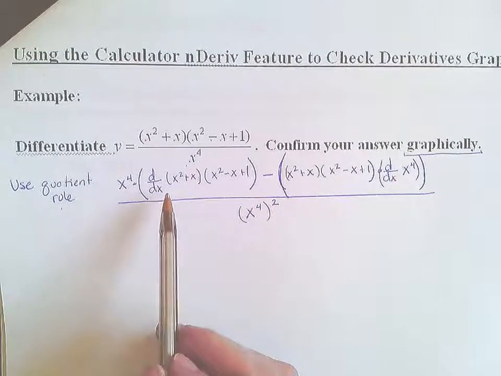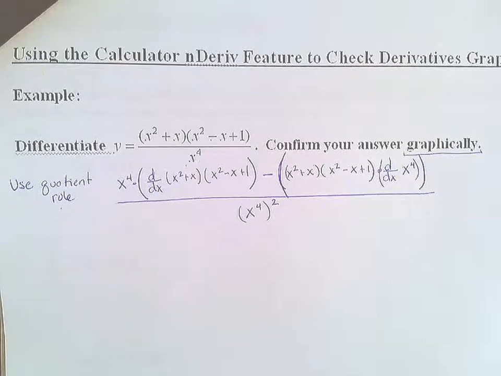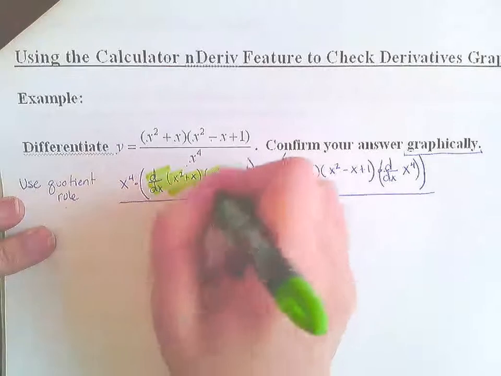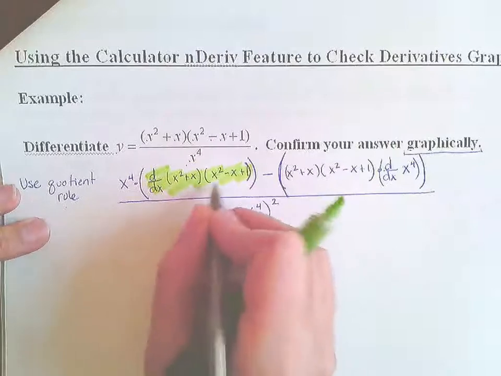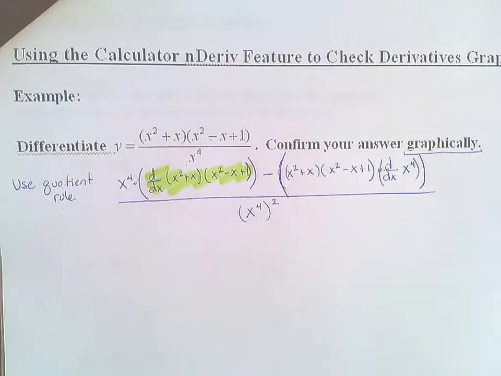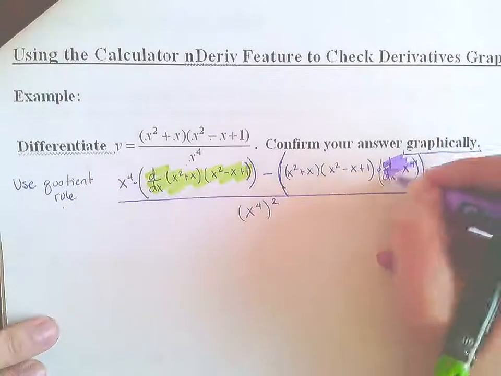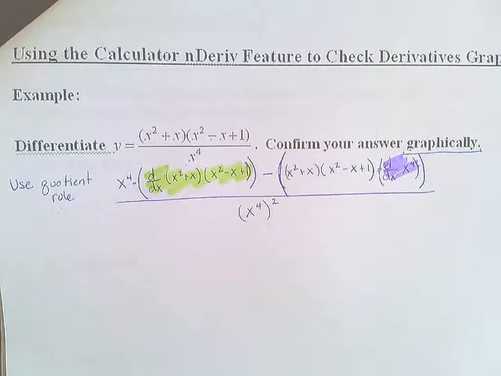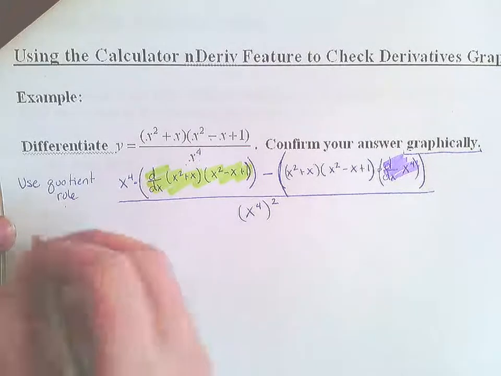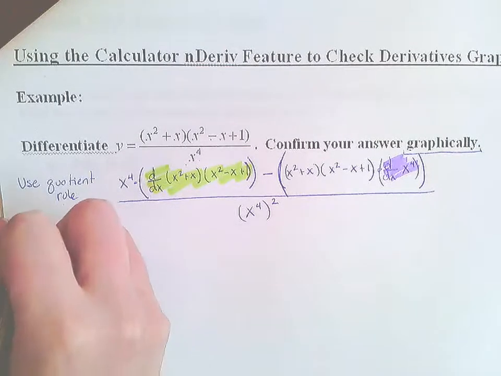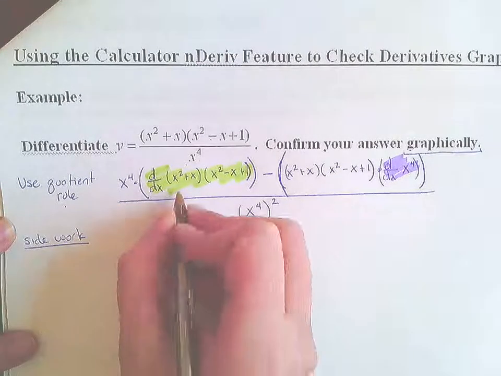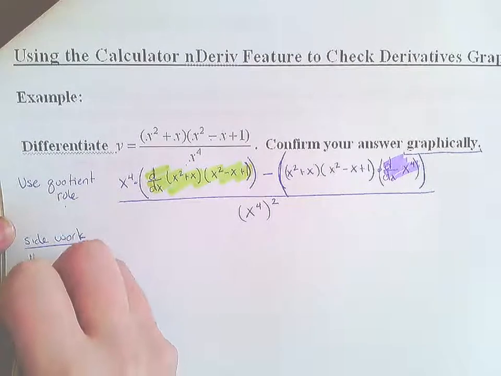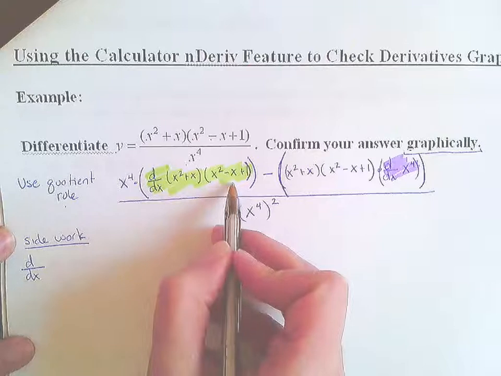So the first thing that we have to do is find the derivative of this, which you guys can see we have to use the product rule. And then we're also going to find the derivative of that. So I'm going to start off by finding the derivative. So a little side work here. It's going to be more than side work, it's actually going to be pretty long. We're going to find the derivative, so d dx of this.